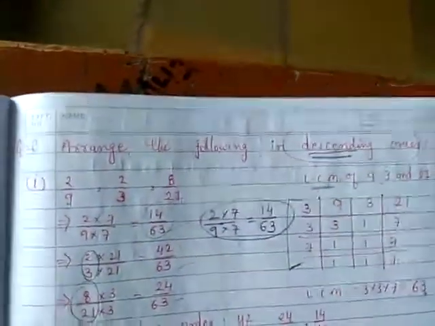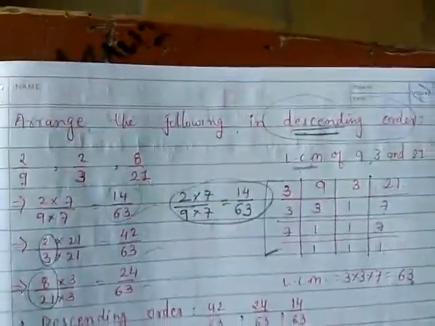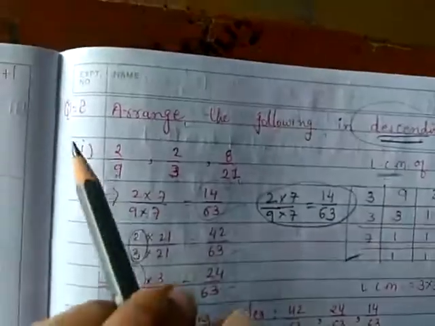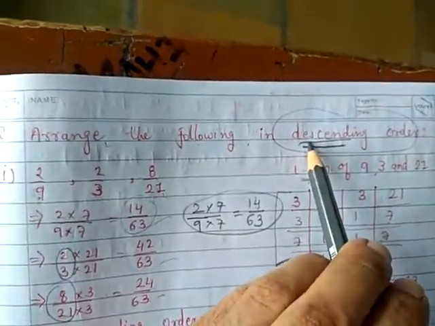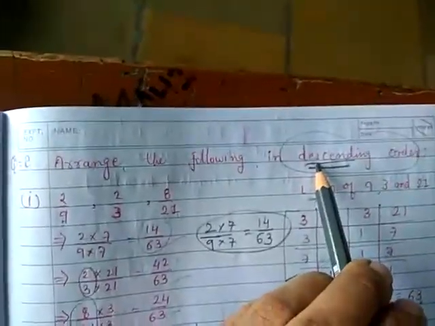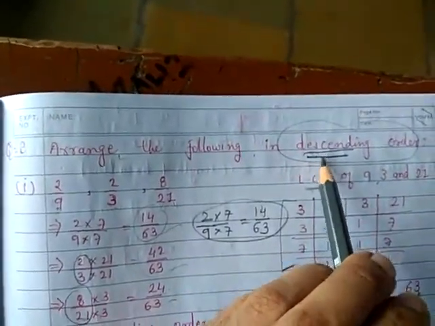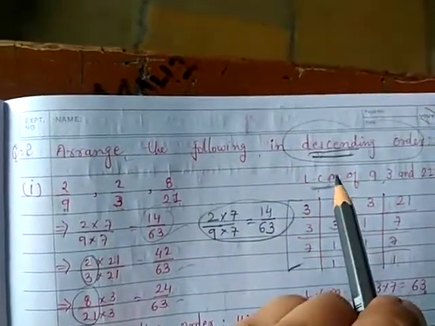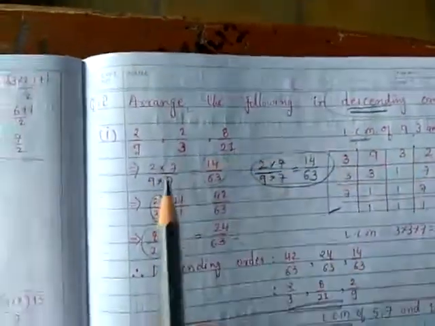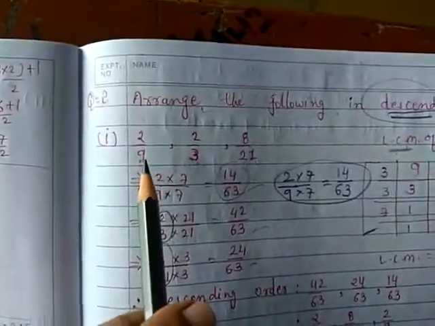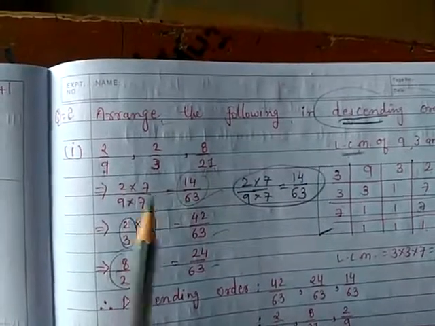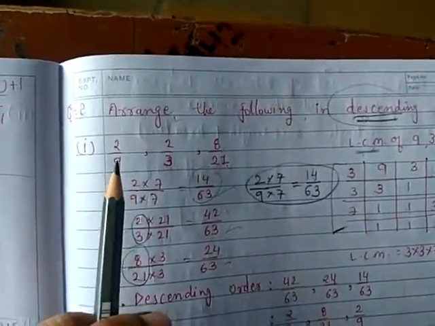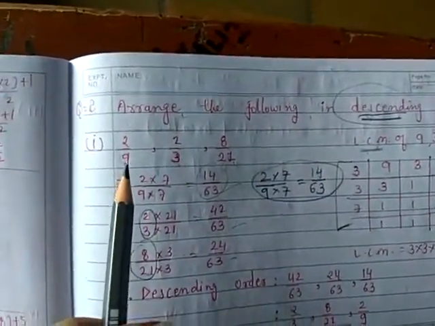So what is the heading of this question? See, arrange the following in descending order. Students, you have to arrange all these fraction numbers in which order? Descending order. What is the meaning of descending order? First you write the greatest number, after that smaller, and in the last the smallest number, right? And see students, if all the denominators are the same, it will be very easy to compare which fraction is greater and which is smaller, right?